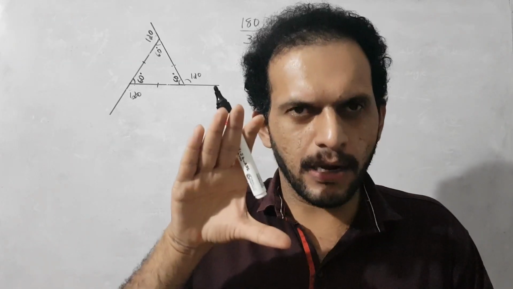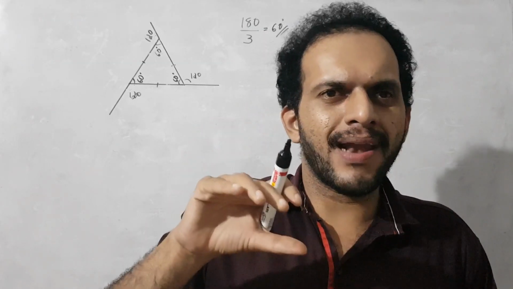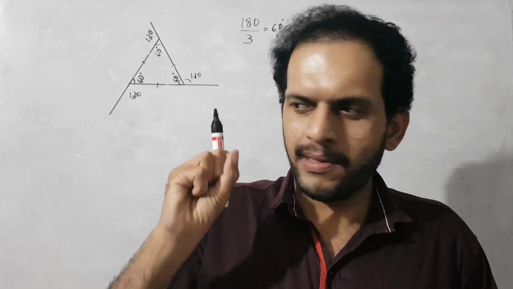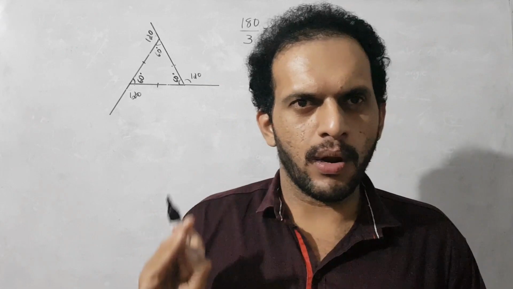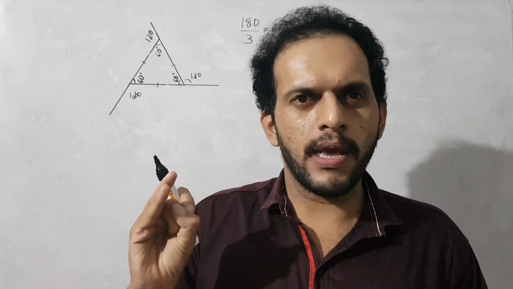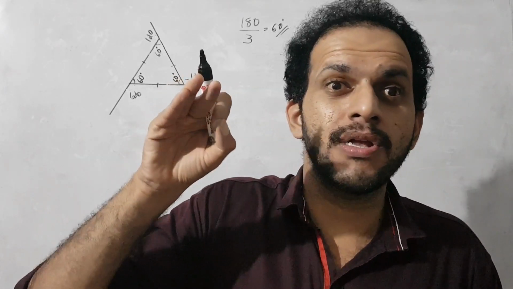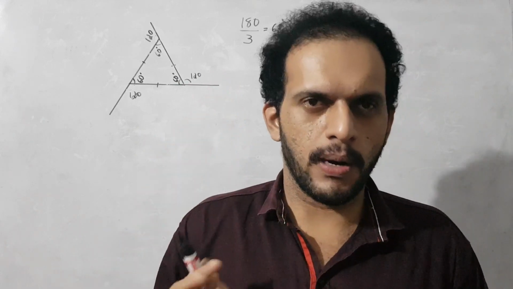If a polygon is regular, then we have an idea: its sides are equal, its interior angles are equal, and now we got one more idea. What is that? Its exterior angles are also equal.